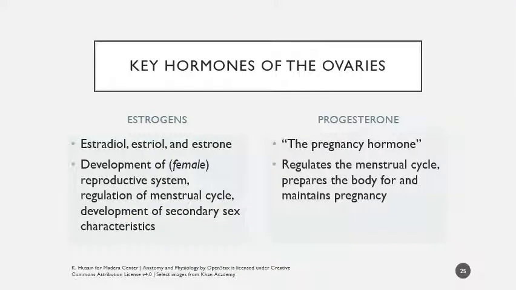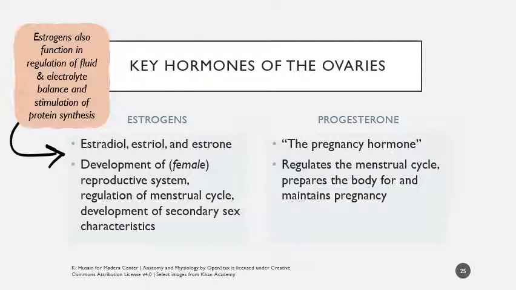that simple. So when we're thinking about hormones that are secreted by the ovaries, 2 big players here are estrogens and progesterone. Estrogens include estradiol, estriol, and estrone, and they are involved in the development of reproductive systems, specifically what's considered the female reproductive system. They help regulate the menstrual and ovarian cycle, so the uterine and the ovarian cycle, and they're involved in the development of secondary sex characteristics. Estrogens also function in regulating fluid and electrolyte balance, and they stimulate protein synthesis.